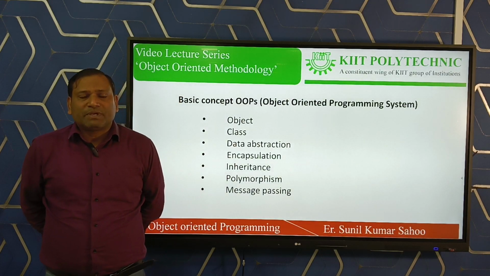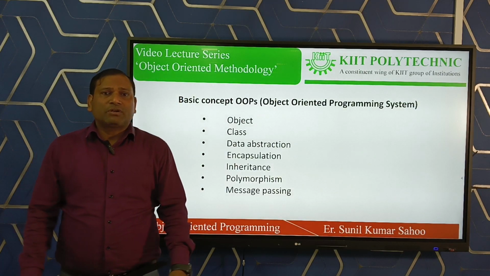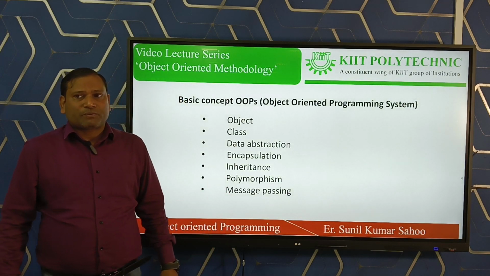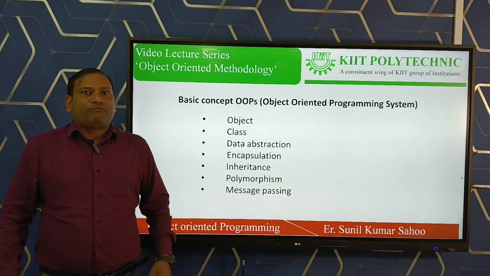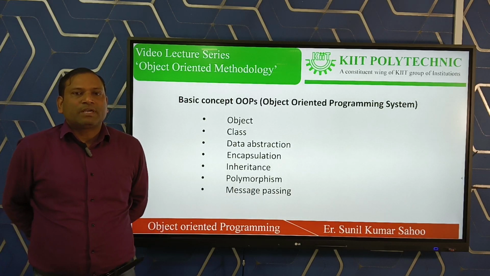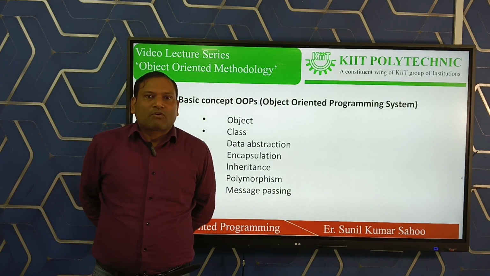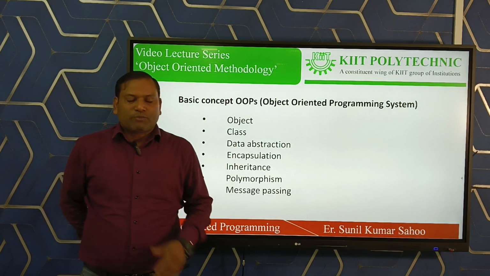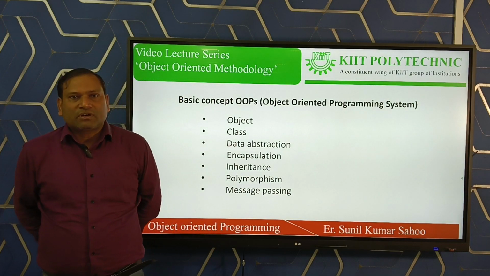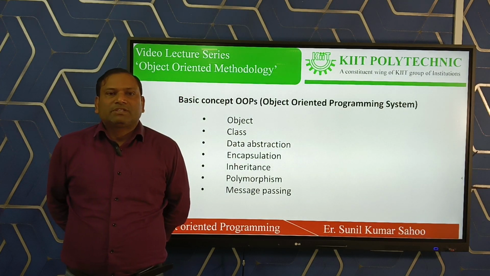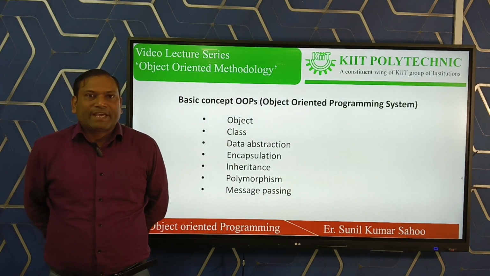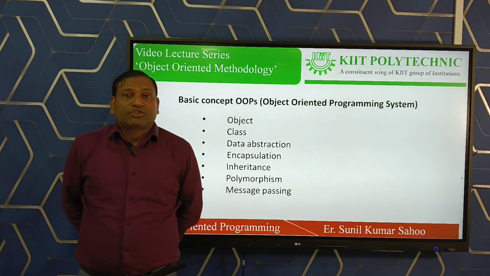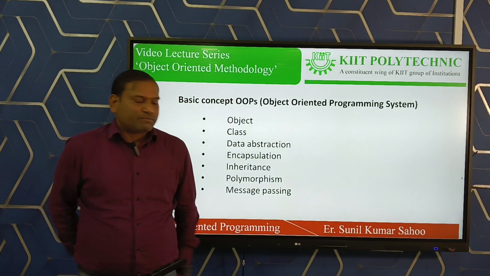Compile time polymorphism means deciding a function call during compile time is known as compile time polymorphism. For example, function overloading or method overloading is the example of compile time polymorphism. Next one is runtime polymorphism. Deciding a function call during runtime is known as runtime polymorphism. Example, function overriding is an example of runtime polymorphism.